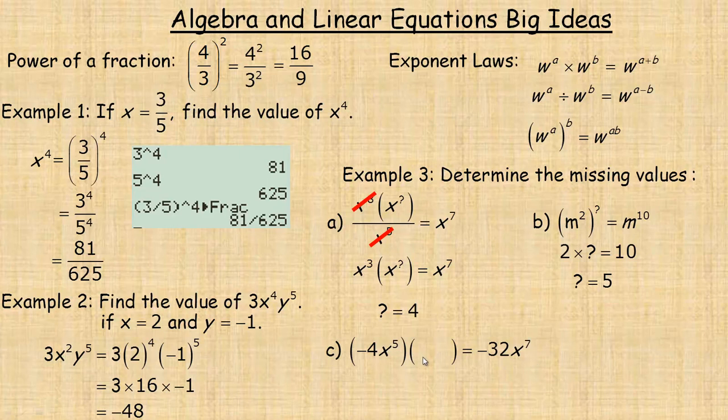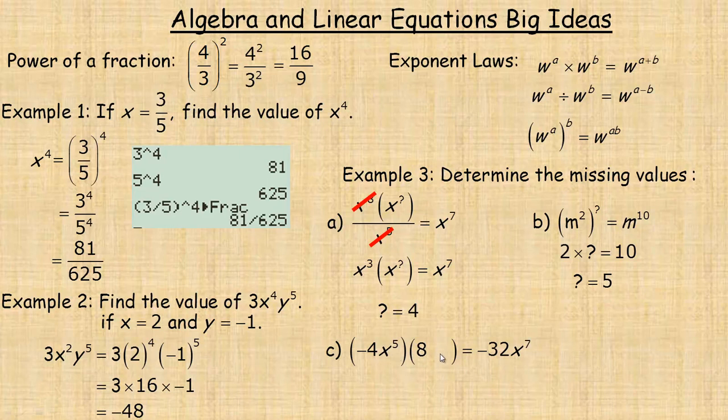Last one here. Now, these are monomials, not just simply powers. So negative 4x to the 5th times some unknown value gives you negative 32x to the 7th. You kind of do it in 2 parts. You look at the coefficients in front. This negative 4 times some number would give you negative 32. So really ask yourself, what do you multiply negative 4 by to give you negative 32? And it would be 8. So the coefficient part is 8.